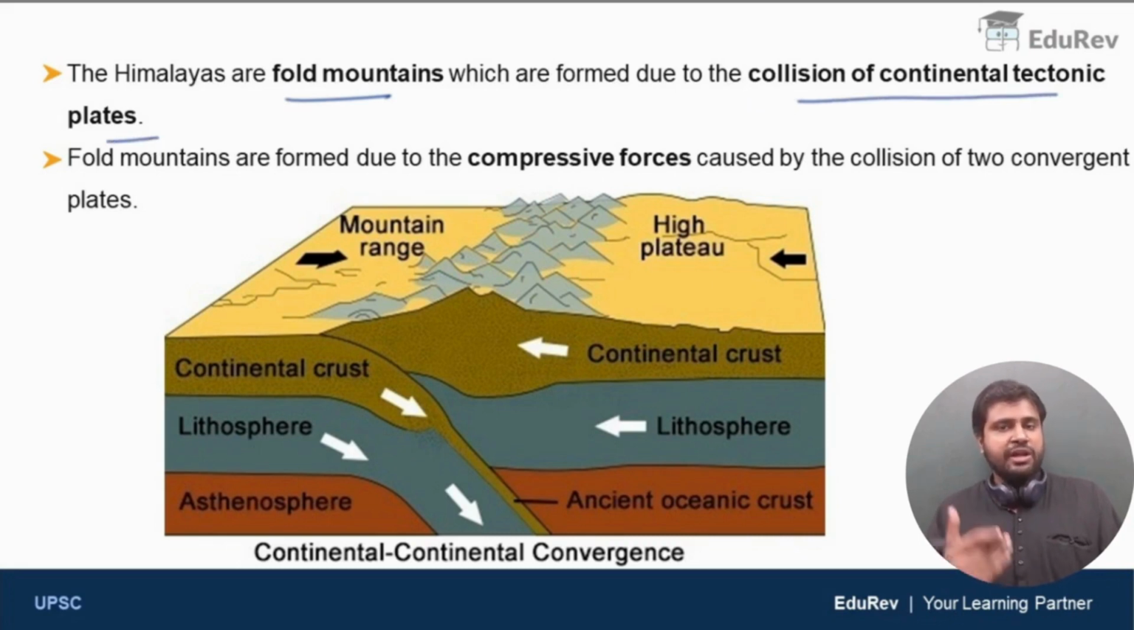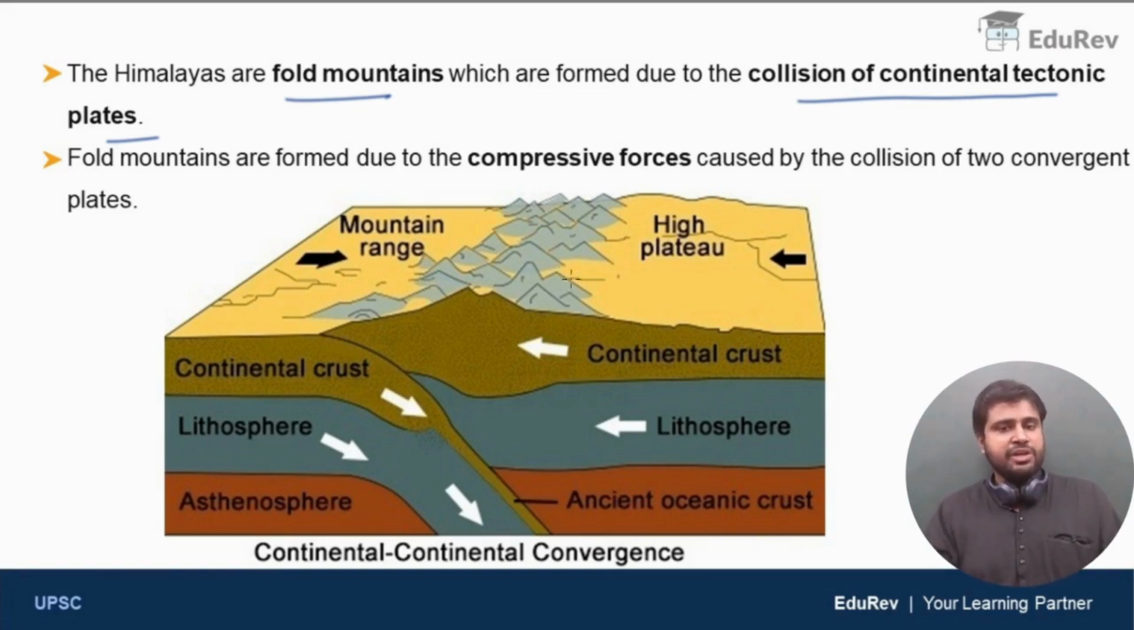So we know that the Himalayas formed when the Indian plate collided with the Eurasian plate, and both the Indian plate and the Eurasian plate are continental plates. In the previous video, we discussed that tectonic plates are of two types. They can have continental crust or oceanic crust. Now, in our case, the Eurasian plate and the Indian plate both have continental crust.